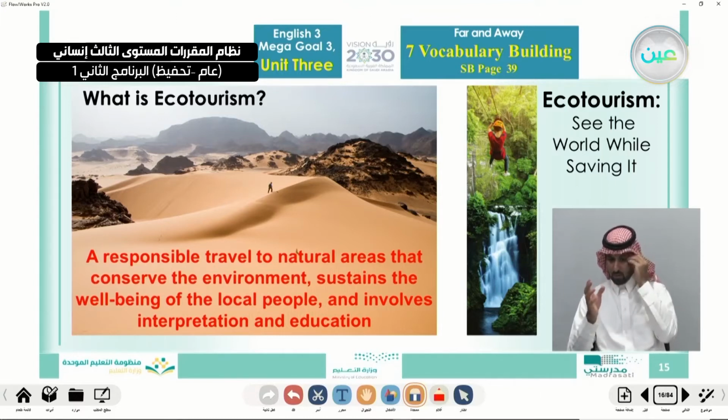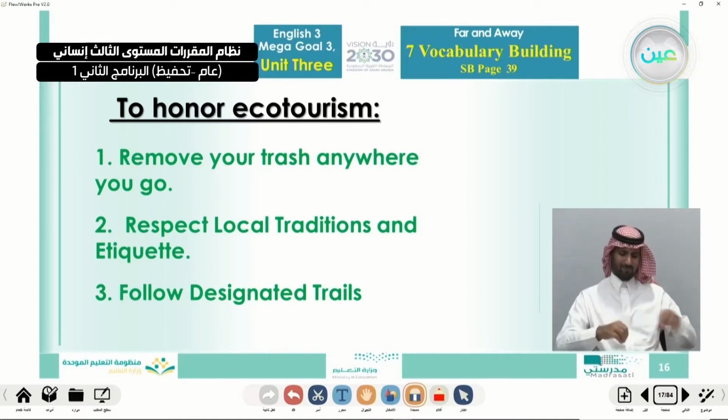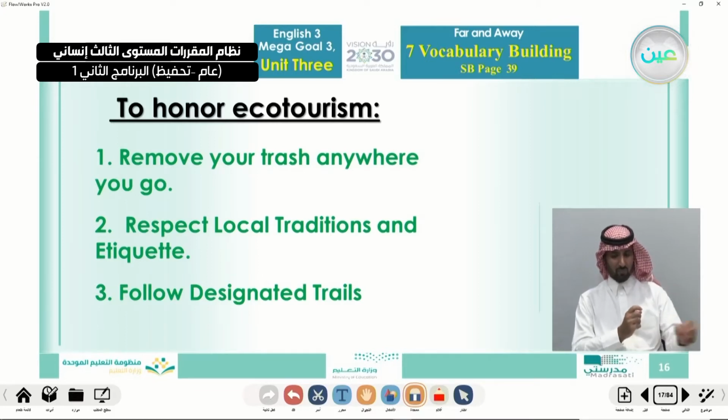So if you go on ecotourism, that means you are playing a very good role in protecting the planet and protecting the natural resources in general. Now, to honor ecotourism, to be a good person, you need to remove your trash anywhere you go. This is number one. And everybody does that because he is wise enough and educated enough, or she is also educated enough, to remove your trash wherever you go. This is number one, which is very important.